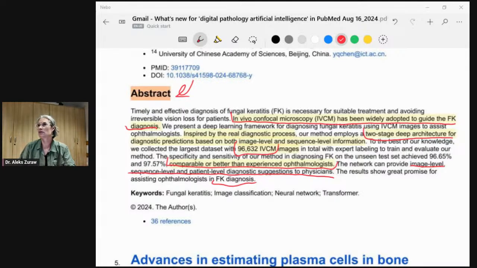I don't know exactly the diagnostic workup of fungal keratitis, but I imagine you could have non-doctors go through the workup and then have the AI run on it, and then the doctor shows up only for confirmation or something, some kind of funnel approach. So I thought it was useful.